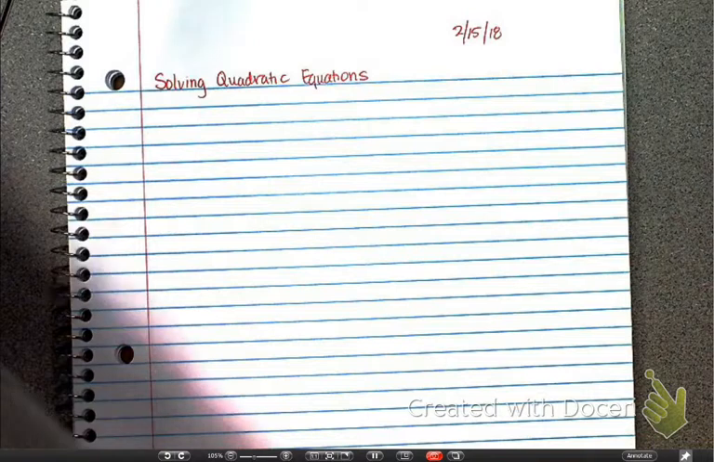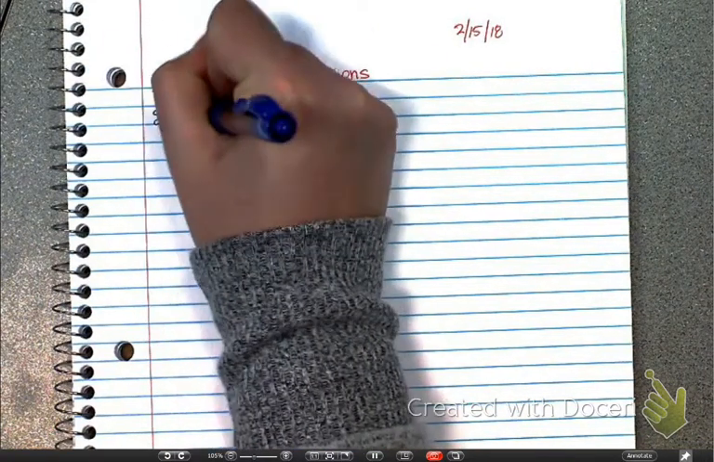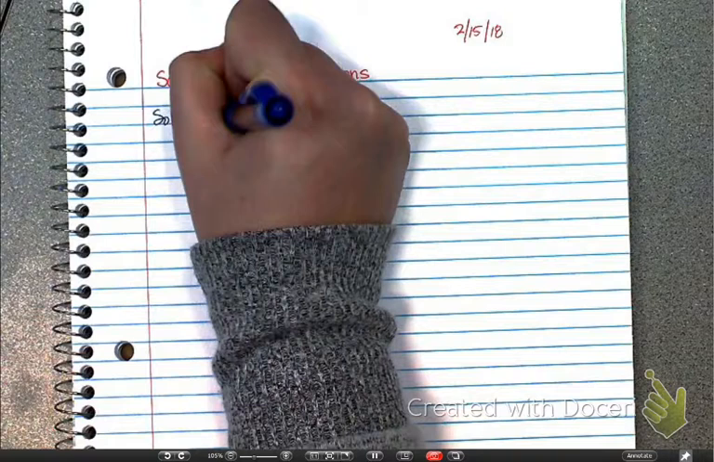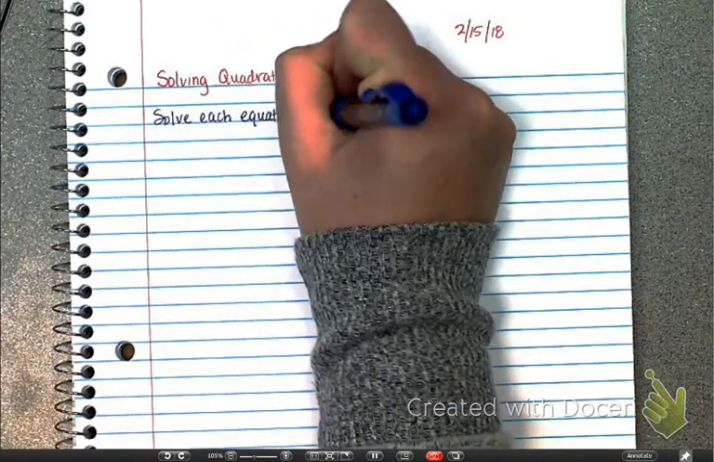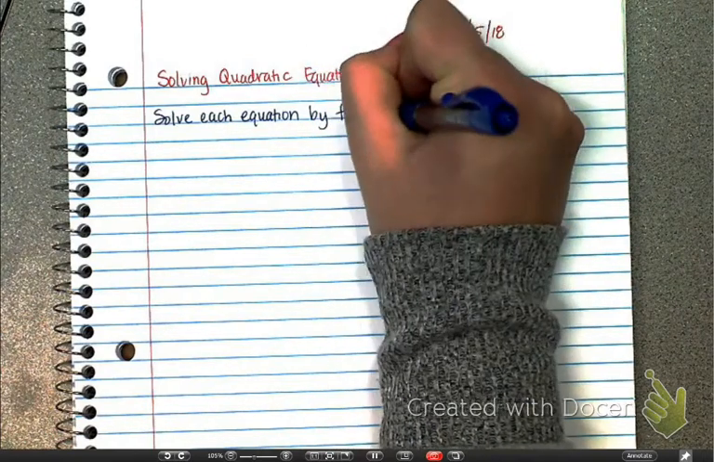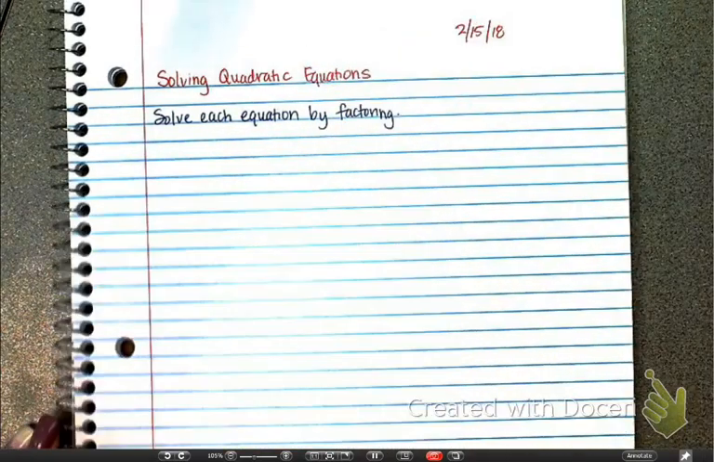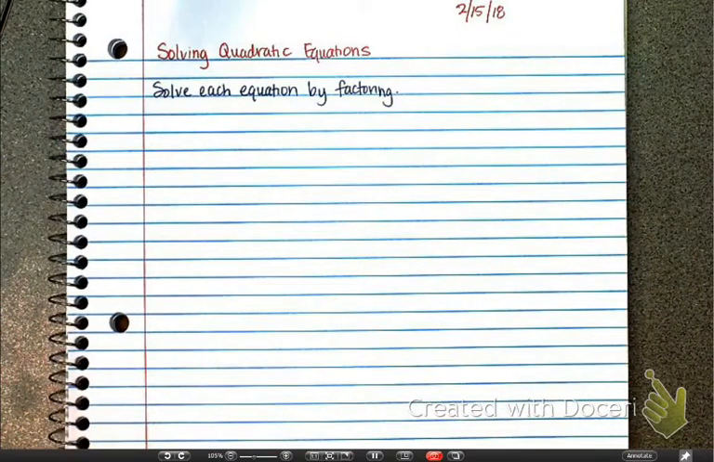So we are going to solve each equation by factoring. We're going to solve each equation by factoring. I'm going to give you the steps.